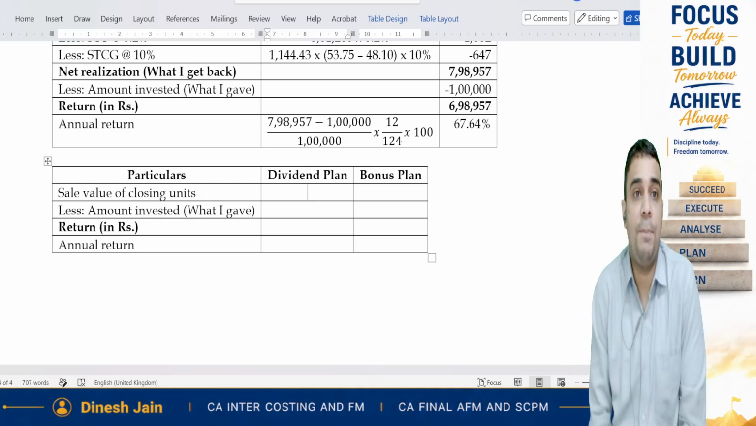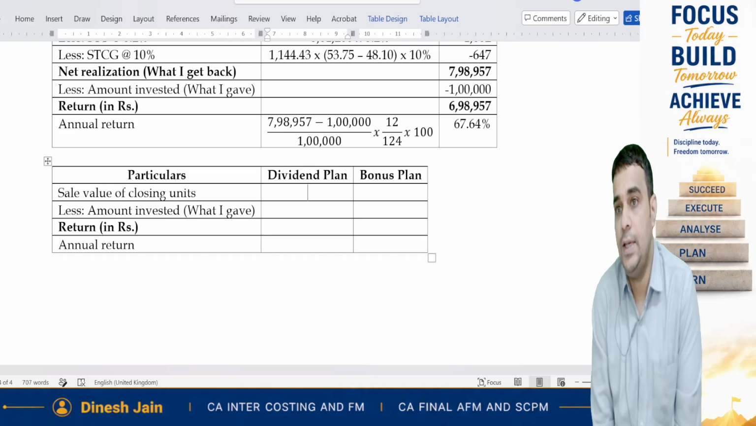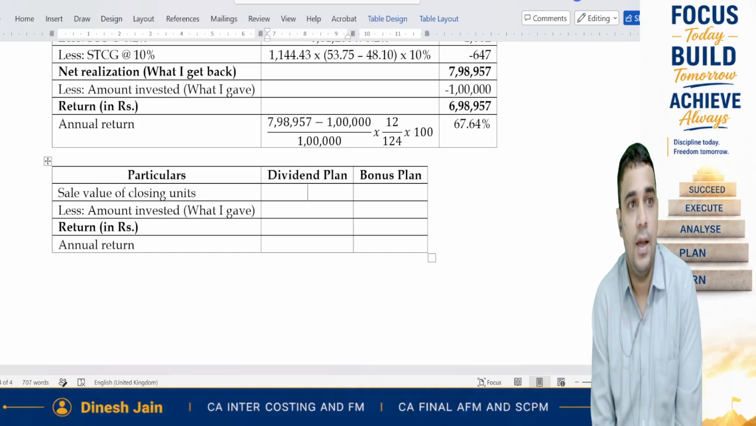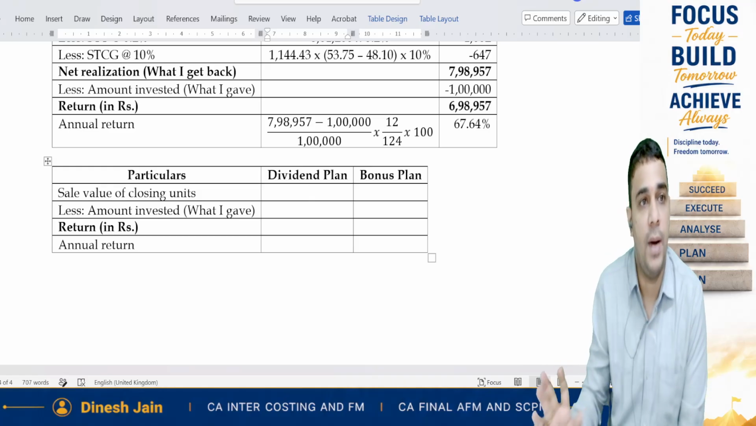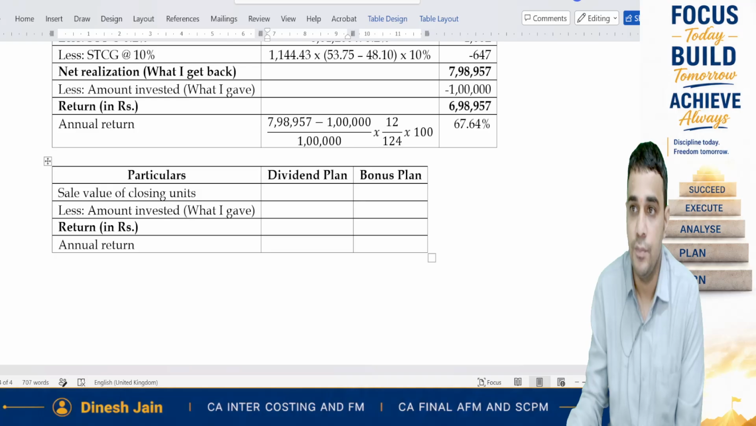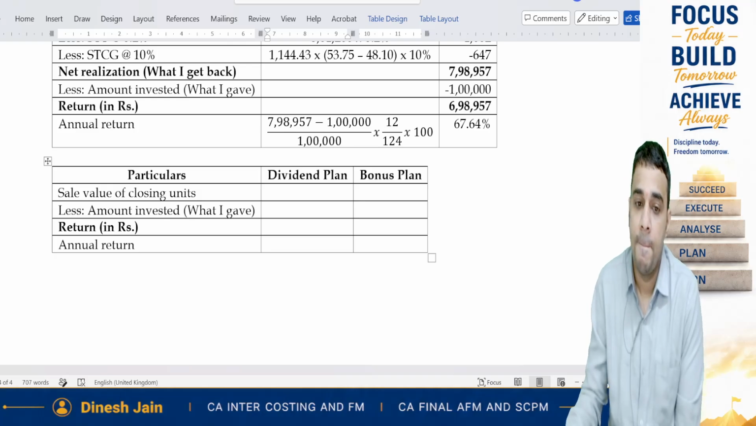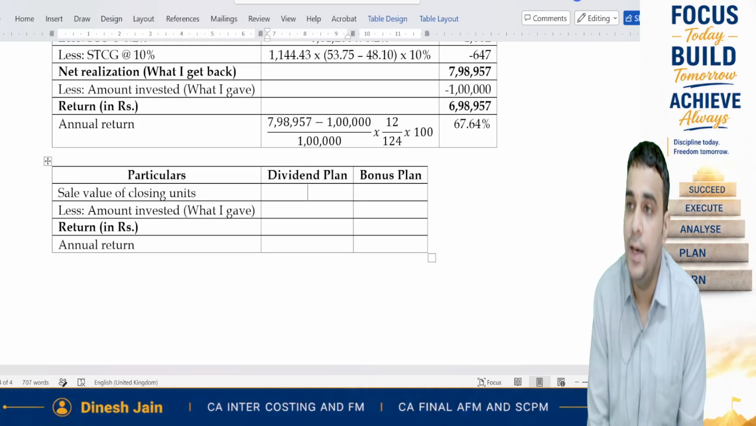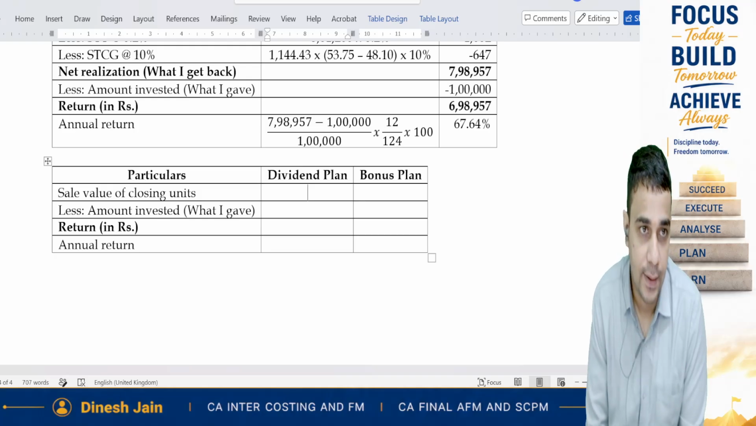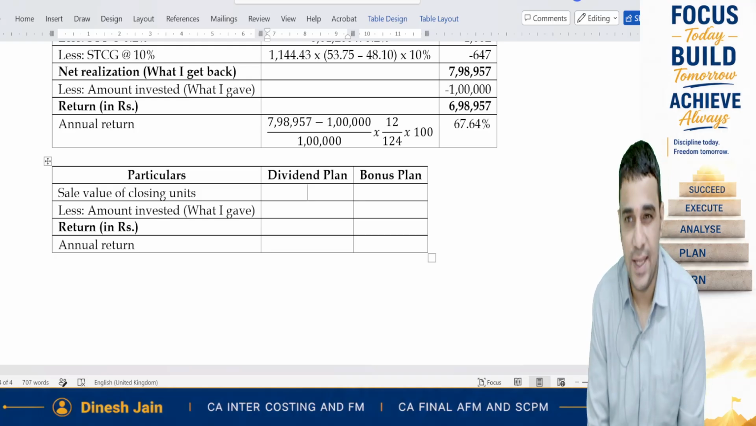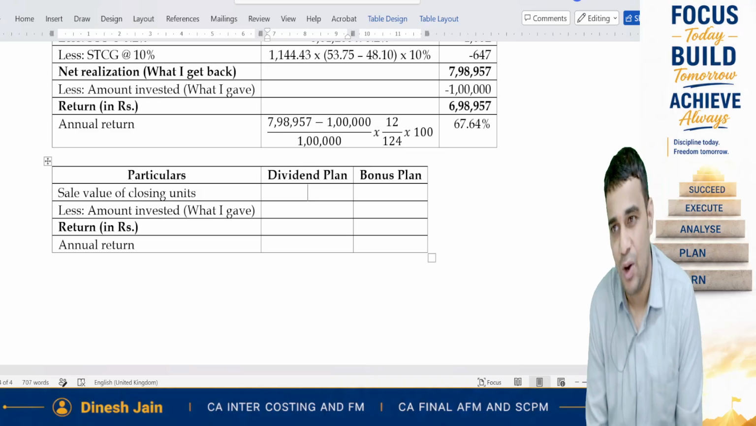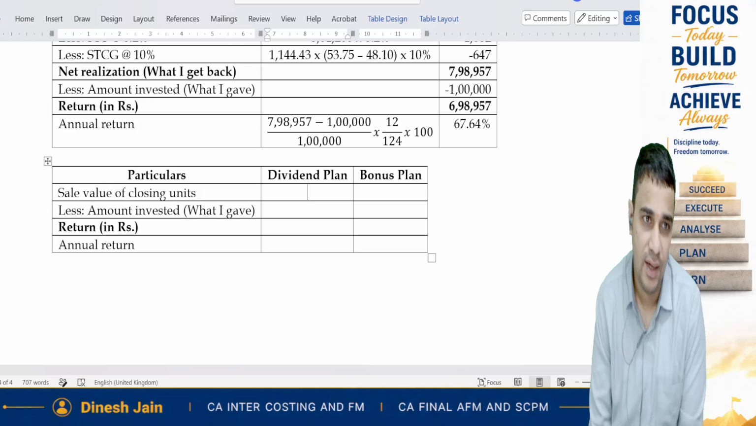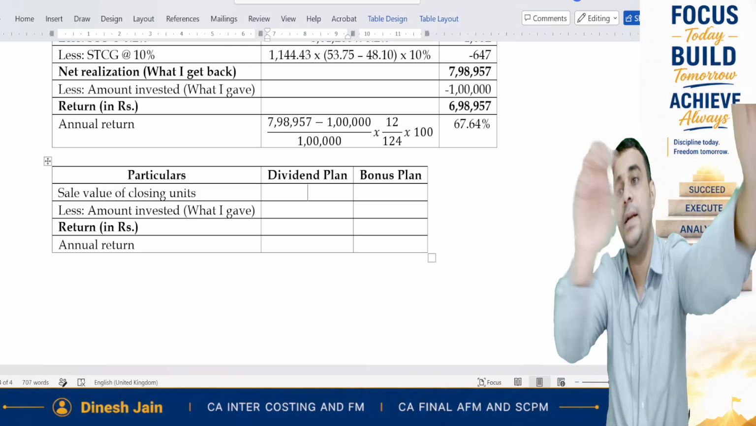The filling will happen in the reverse order. No STT, no STCG. I want to keep it as close as possible to the one format which we follow. Sale value of closing units, amount invested, return in rupees, annual return. All that headache is not there. A little easier for us to complete the table.